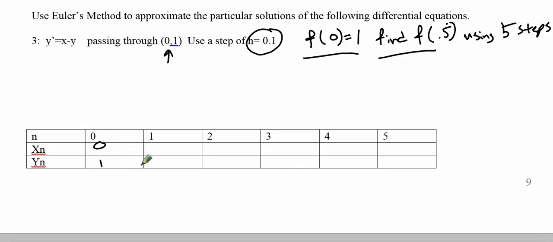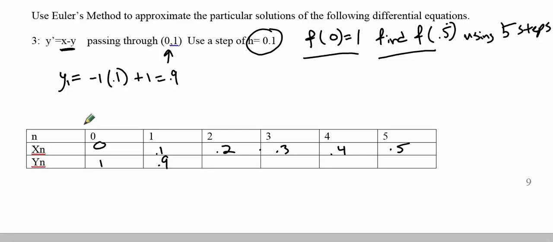So the x's we already know. We start at 0, and then the first iteration is going to be 0.1. The next iterations are going to be 0.2, 0.3, 0.4, and 0.5. What we've got to do is figure out what all the y's are. So the first y, if we use our little formula, is going to be our slope. Now our slope is given by this. Now we have to use our old point. So our slope is x minus y. So x minus y would be 0 minus 1, or negative 1, times our step size, which is 0.1, plus our old y value, which is 1. Okay, so at first this is not too bad. This is negative 0.1 plus 1, which would be just 0.9. Okay, so that's our y1.